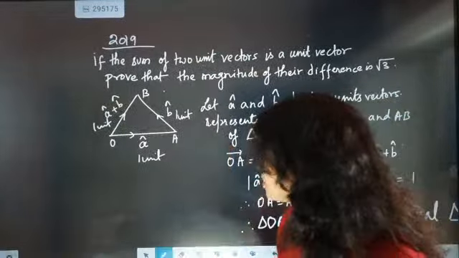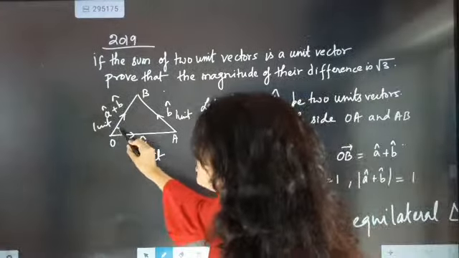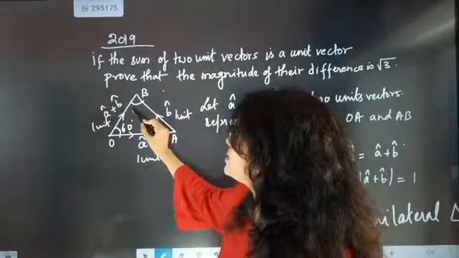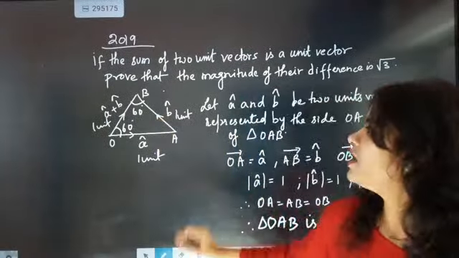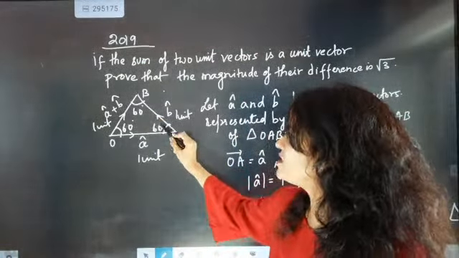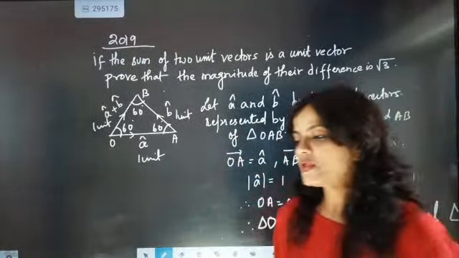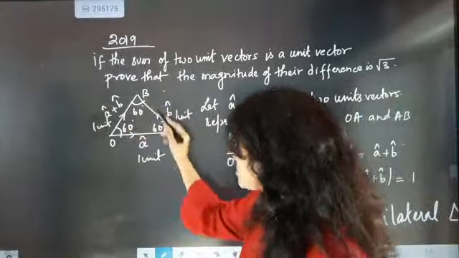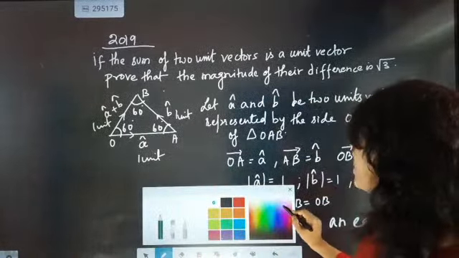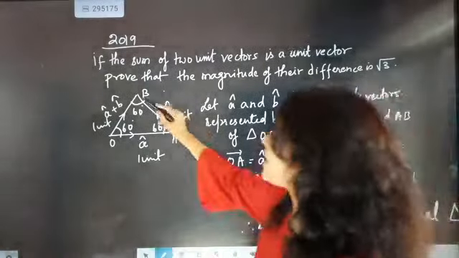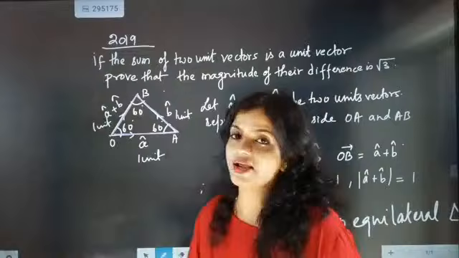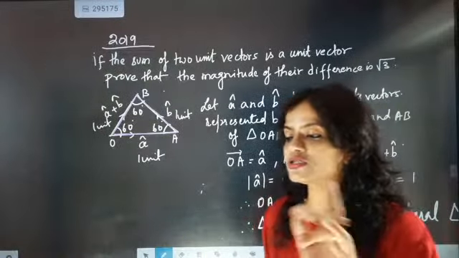Since it is a unit vector, this part will come as 60 degrees, agreed. This part will also come as 60 degrees, agreed. And this part is also coming as 60 degrees, agreed. Another important point to be noted is that once you have drawn this triangle, we right now prove that this triangle is an equilateral triangle. After proving it as an equilateral triangle, we are going to go back towards the question.